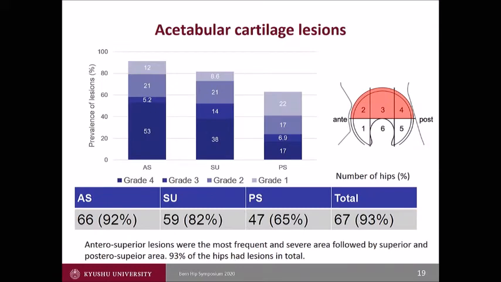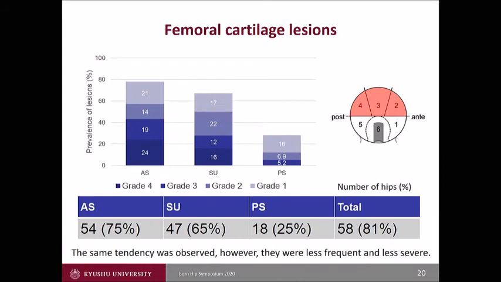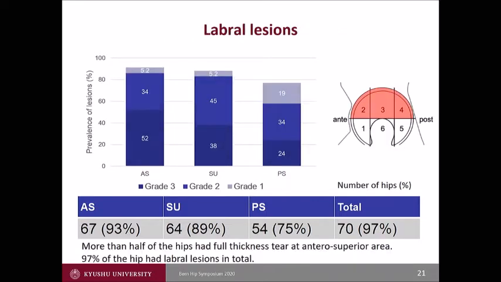As for the acetabular cartilage, anterior superior lesions were the most frequent and severe, followed by superior and posterior areas. 93% of the hips had lesions in total. As for the femoral head, the same tendency was observed. However, they were less frequent and less severe. As for the labrum, more than half of the hips had a full thickness tear at the anterior superior area, and 97% of the hips had labrum lesions in total.